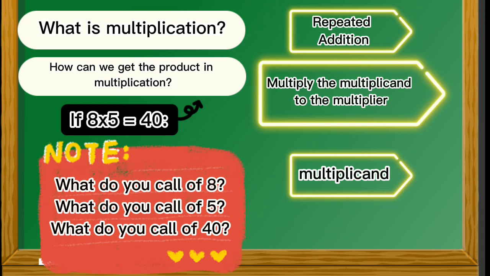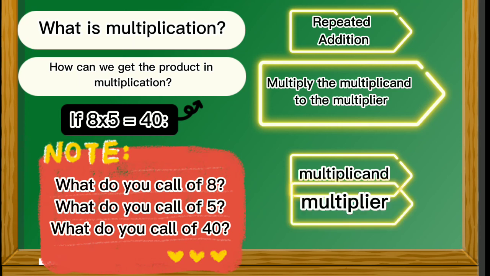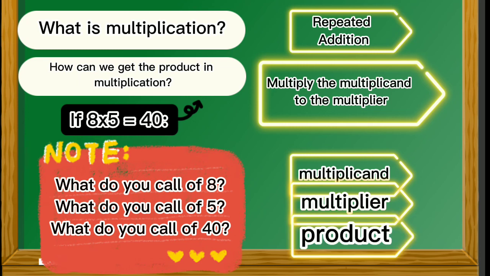Very good. What do you call of 5? If your answer is a multiplier, correct again. You get the correct answer. And what do you call of 40? The correct answer is, okay, very good. It is called the product.